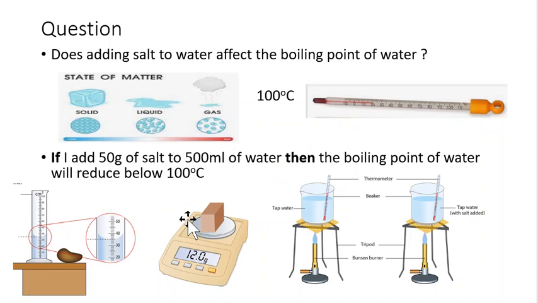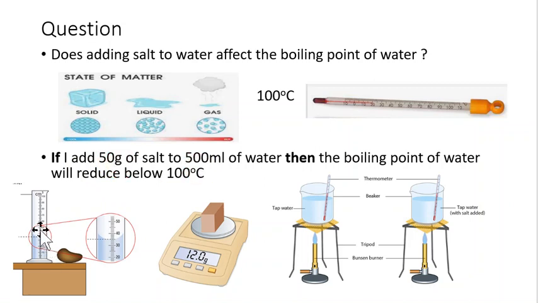So some of the things that you're going to have to take into account when you're designing this experiment: you're going to have to think about roughly how you are going to do it, and then what are some of the things I need to take into account when I'm designing the experiment. So for example, you're going to have to weigh out 50 grams of salt and measure 50 mils of water.